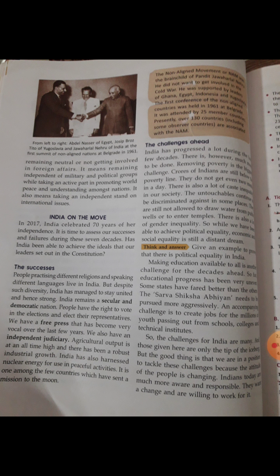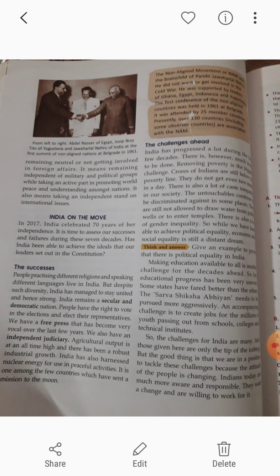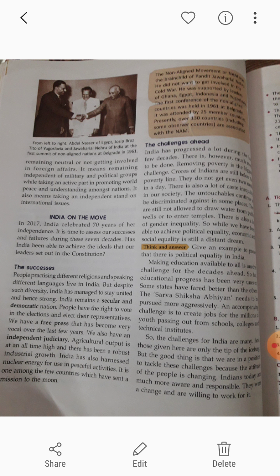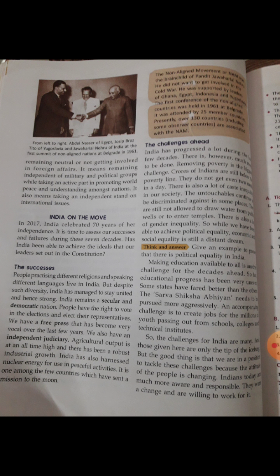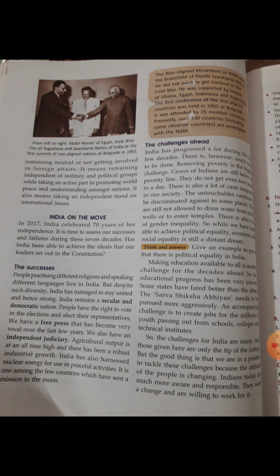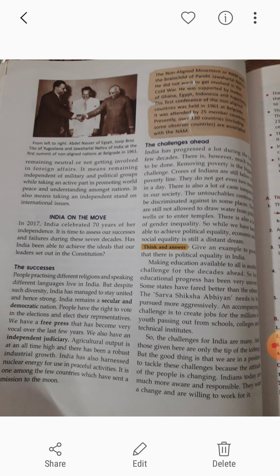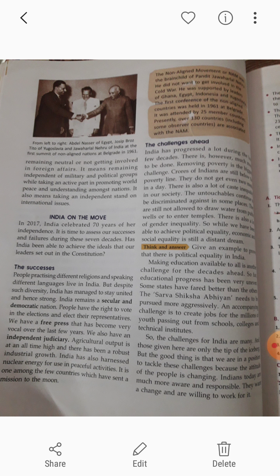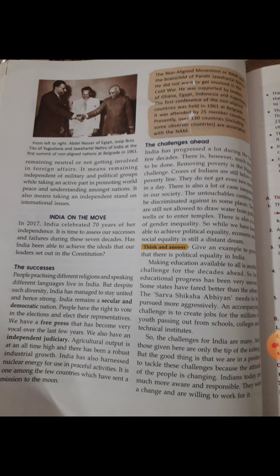So, India on the move. In 2017, India celebrates 70 years of its independence. It is the time that we must celebrate our successes and failures during these seven decades. Clear? So, what is the success? People practice different religions and speak different languages. India managed to stay united and strong. India remains a secular democratic nation.